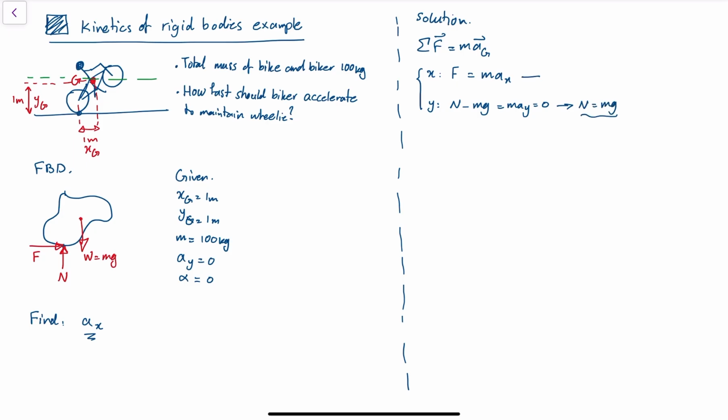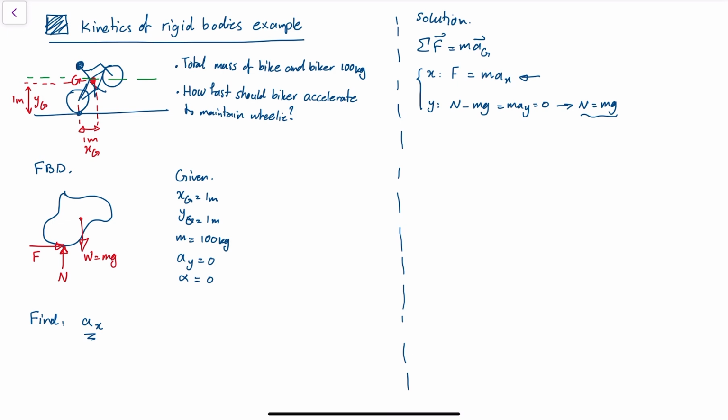But the top equation is not useful on its own. I want to find AX, but I do not know F either. If I know either of them, I can find the other. But this equation on its own is not useful for me.